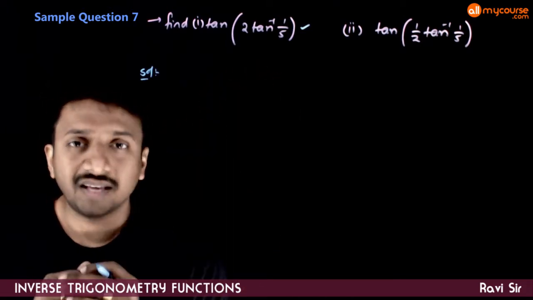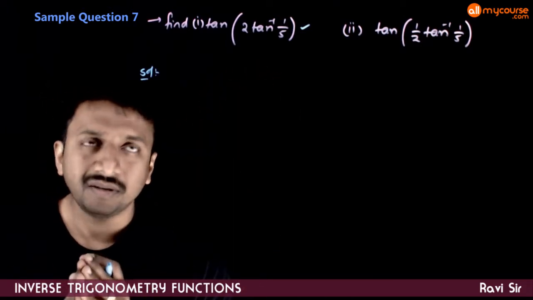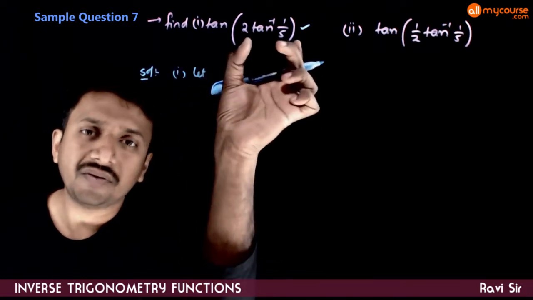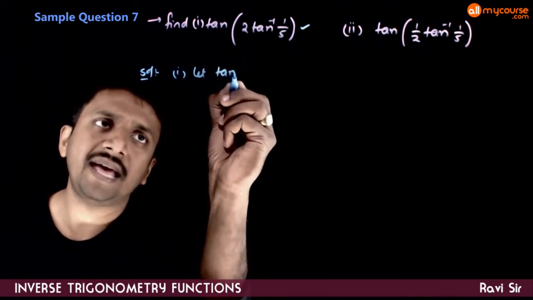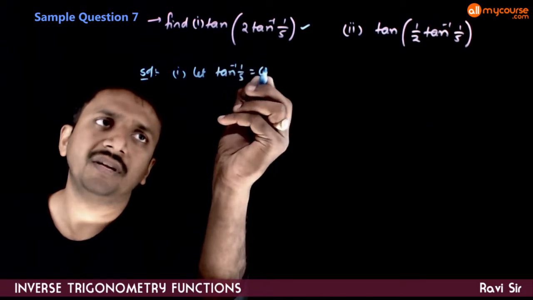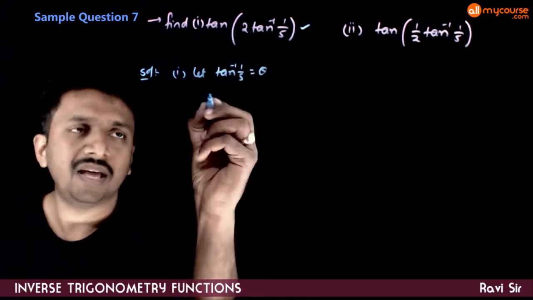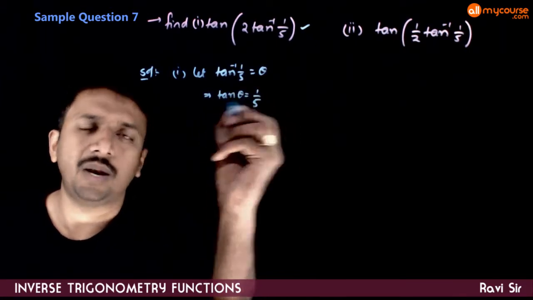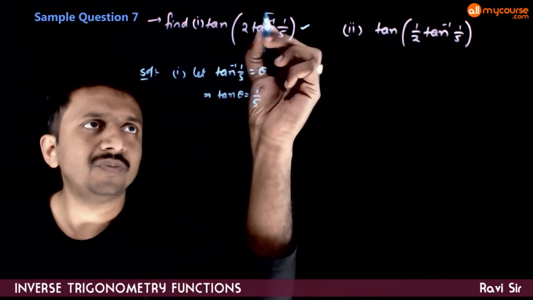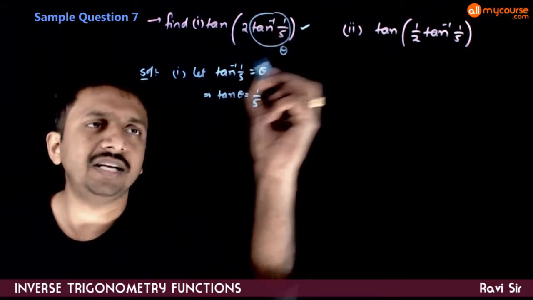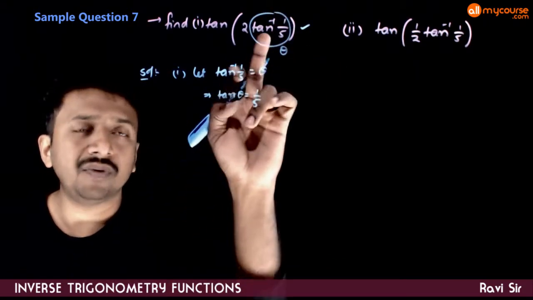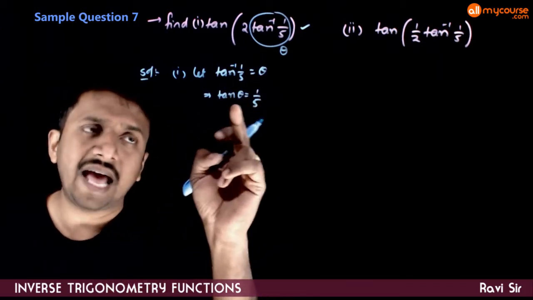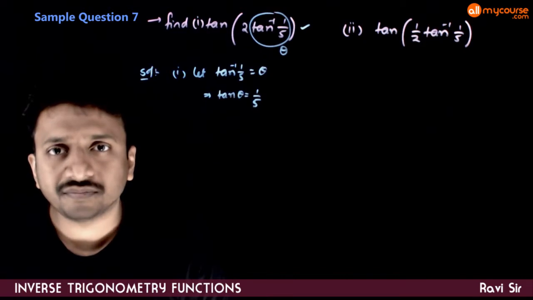For questions like this, we have a very general method. We start with, let whatever is given here, tan inverse of 1 by 5, be equal to theta. This implies tan theta is equal to 1 by 5. If tan inverse 1 by 5 is equal to theta, then tan theta has to be equal to 1 by 5.